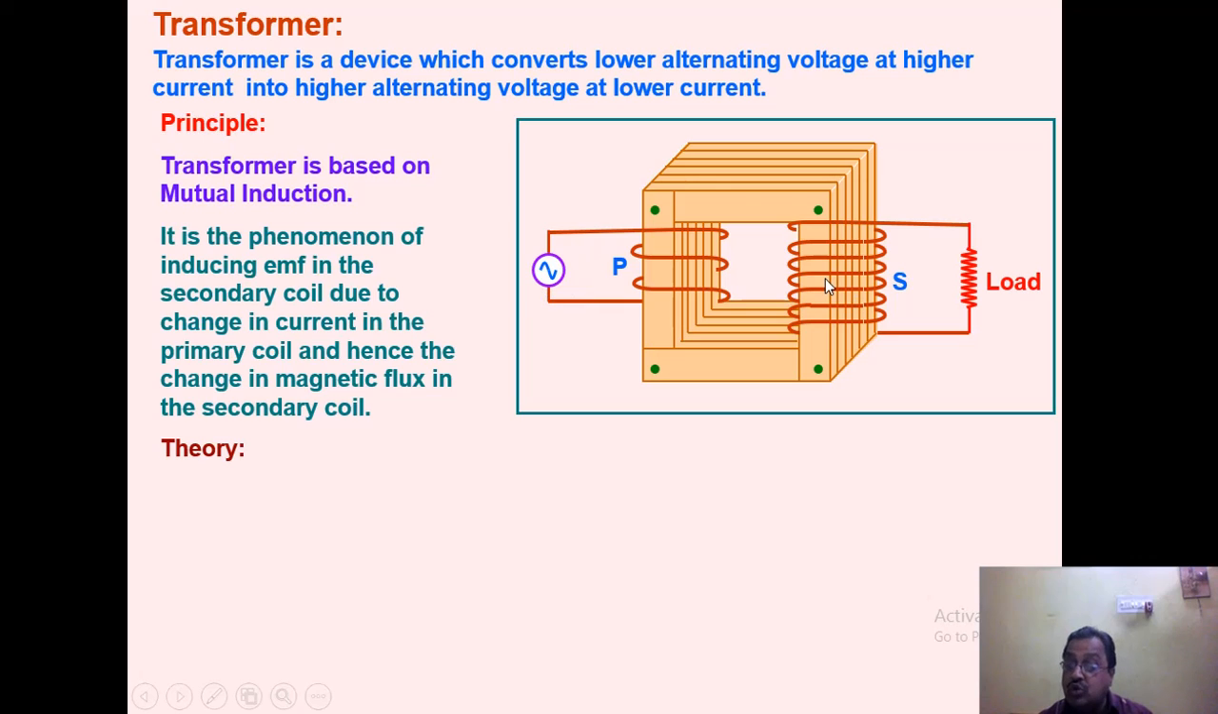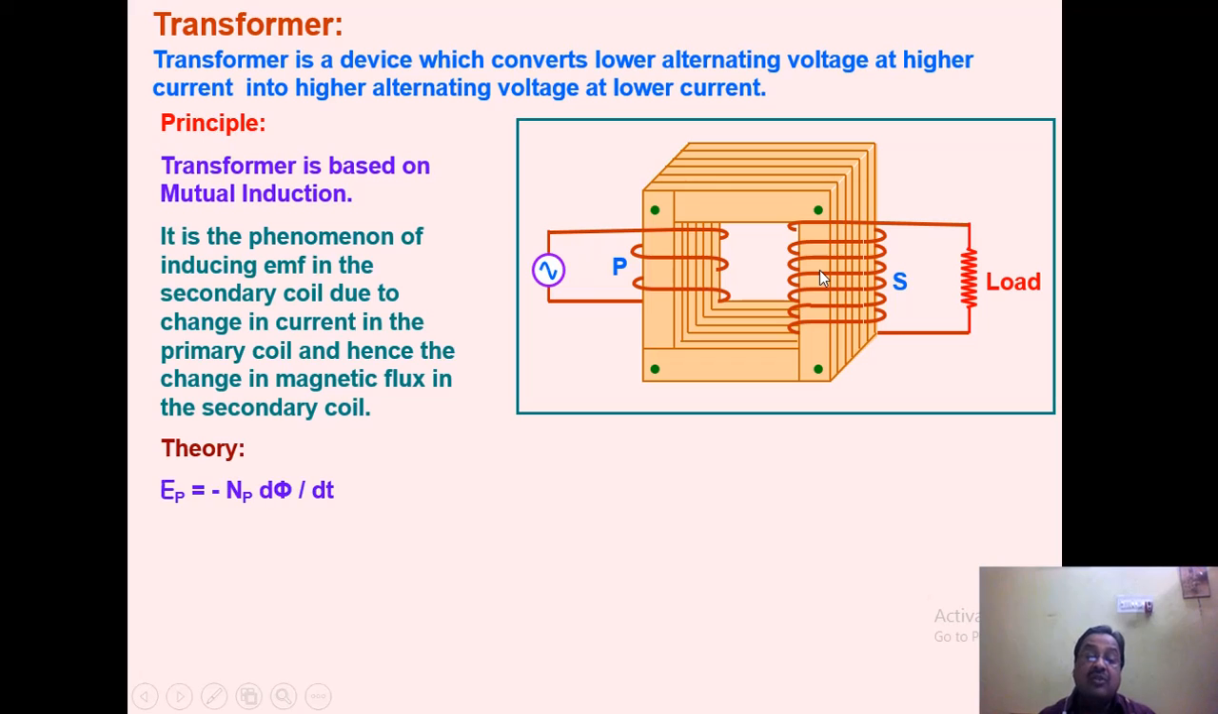Both are very close to each other, so the current, and hence the magnetic field around the primary as well as the secondary, will change continuously. Due to the phenomenon of electromagnetic induction, the magnetic flux through the secondary results in the induction of EMF in it. This is how it works.